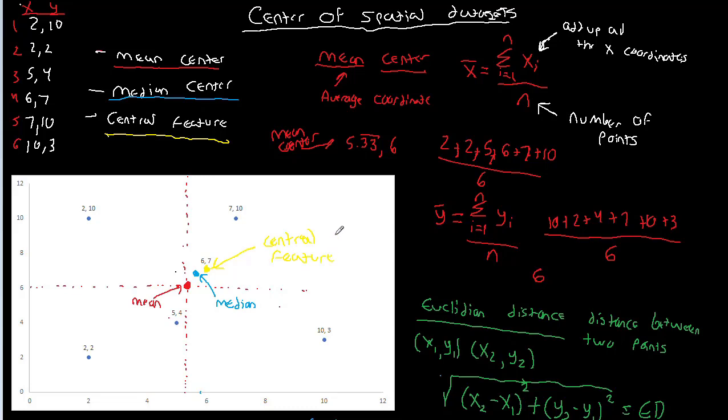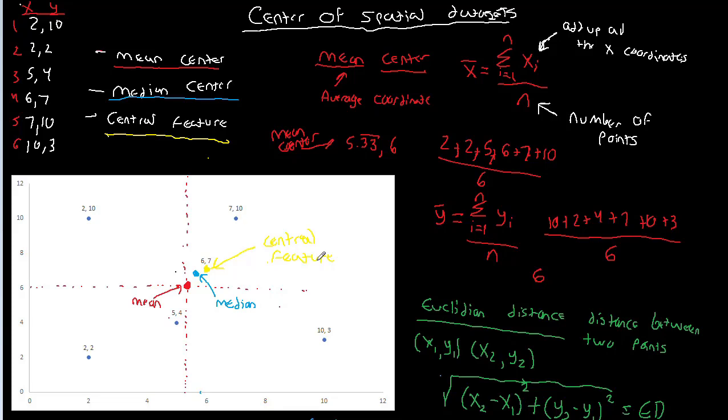To wrap up this discussion, I want to talk about the differences and why you would choose mean, median, or central feature. The first big difference is between central feature and mean and median. Central feature is an actual representative point in the data set. If you want to pick something that already exists, you're going to want to go with central feature.